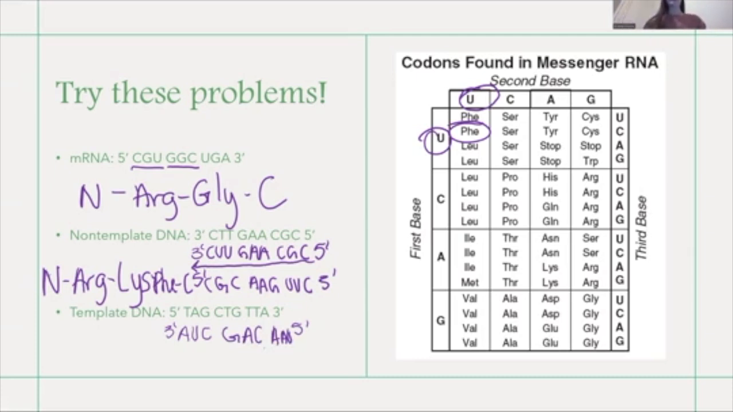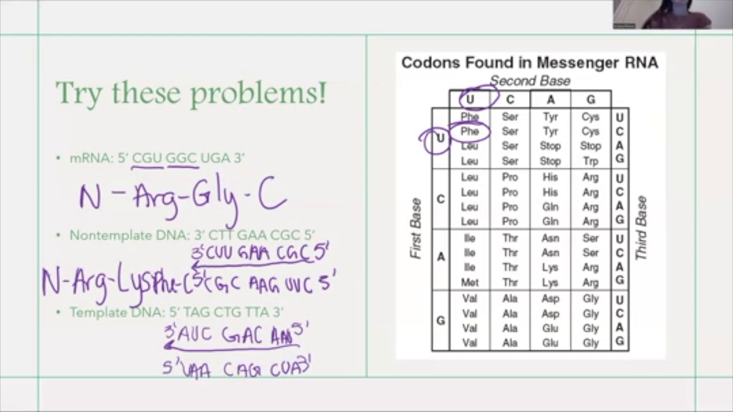I have mRNA. Step 2, is it written in the right direction? No, it is not. Right now it's written 3' to 5', and I need it written 5' to 3'. So I'm going to flip it and read it in that direction: UAA, CAG, CUA. Now I have mRNA, it's written 5' to 3'.